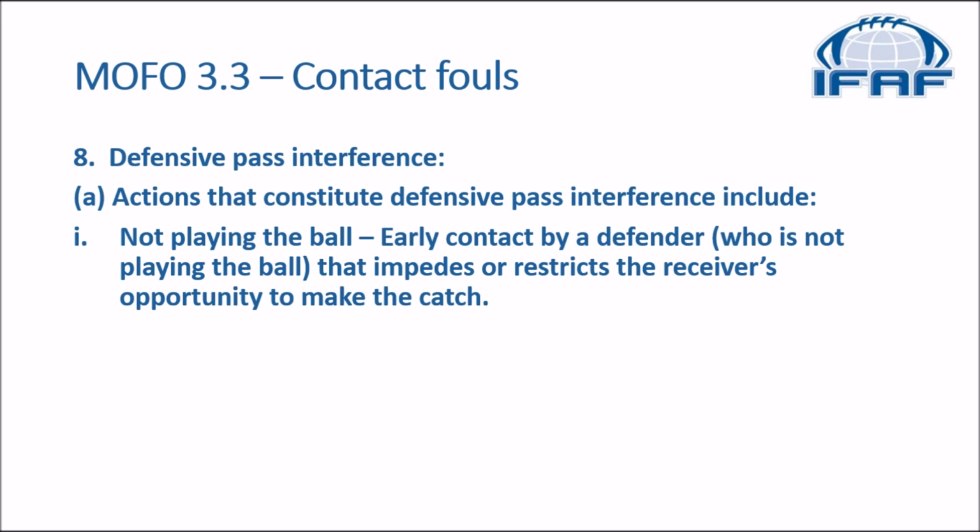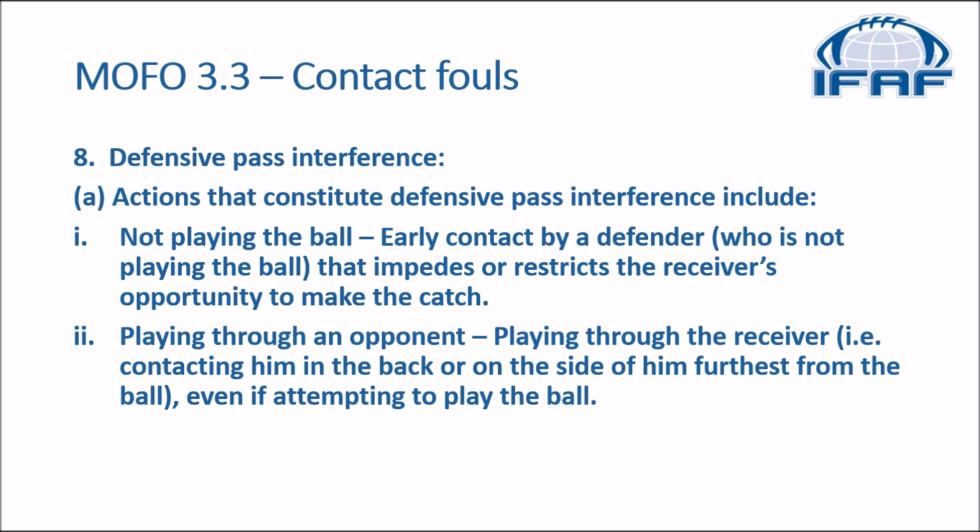In the MOFO, we go to Section 3.3 contact fouls. 8. Defensive pass interference. A. Actions that constitute defensive pass interference include 1. Not playing the ball. Early contact by a defender who's not playing the ball that impedes or restricts the receiver's opportunity to make the catch. 2. Playing through an opponent. Playing through the receiver, contacting him in the back or on the side of him furthest from the ball, even if attempting to play the ball.